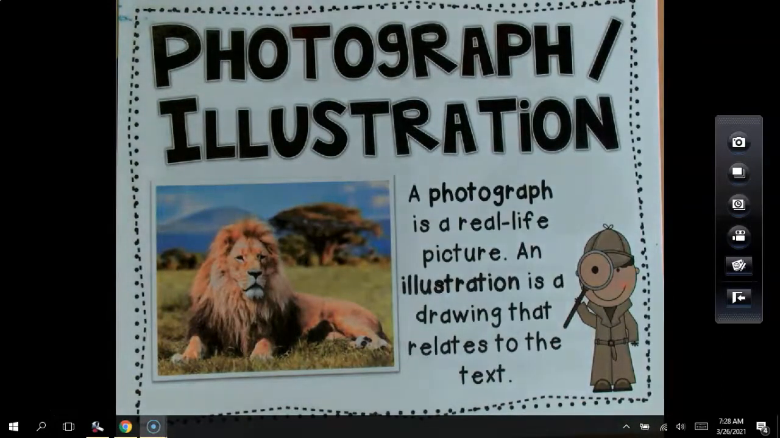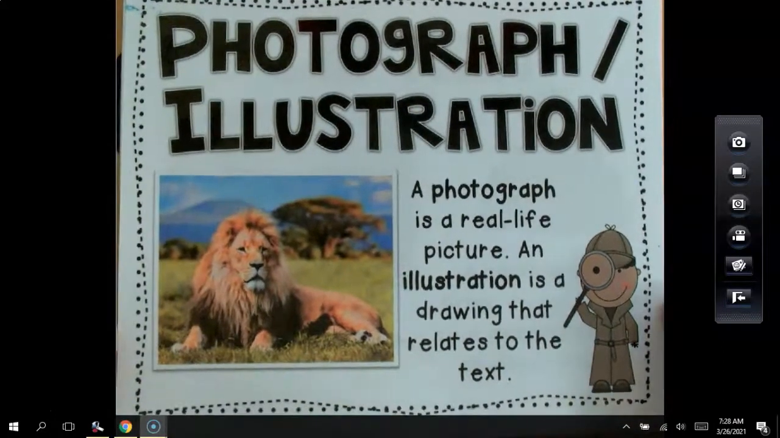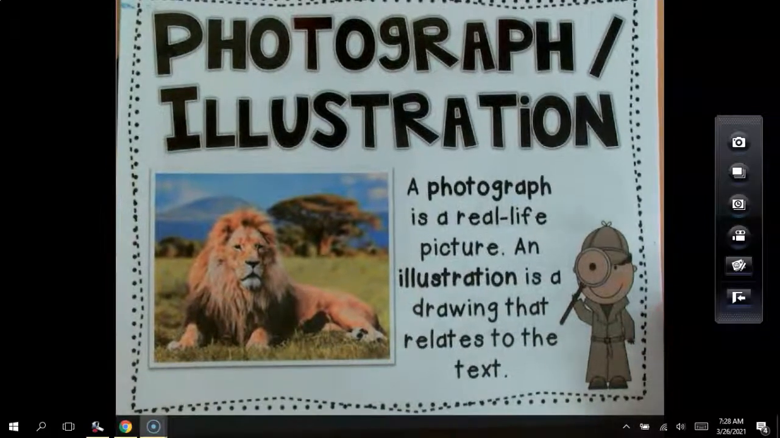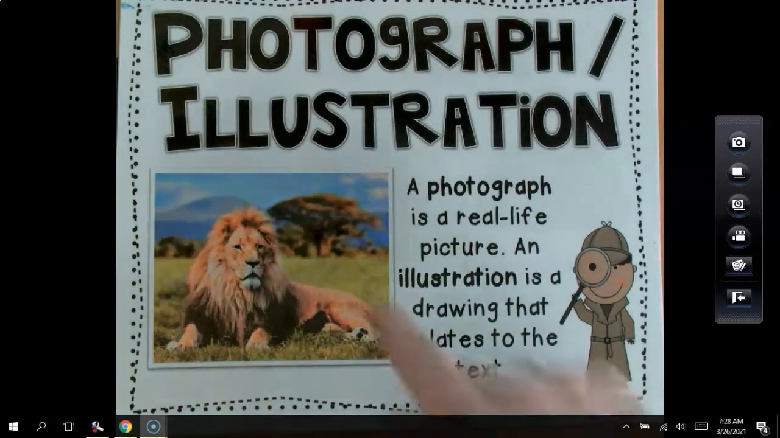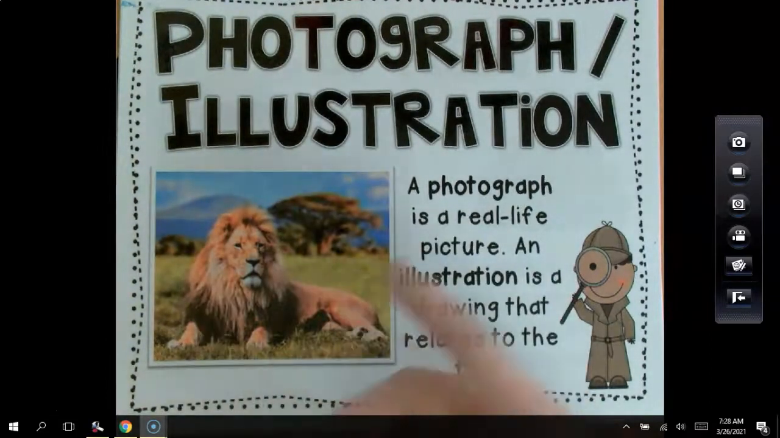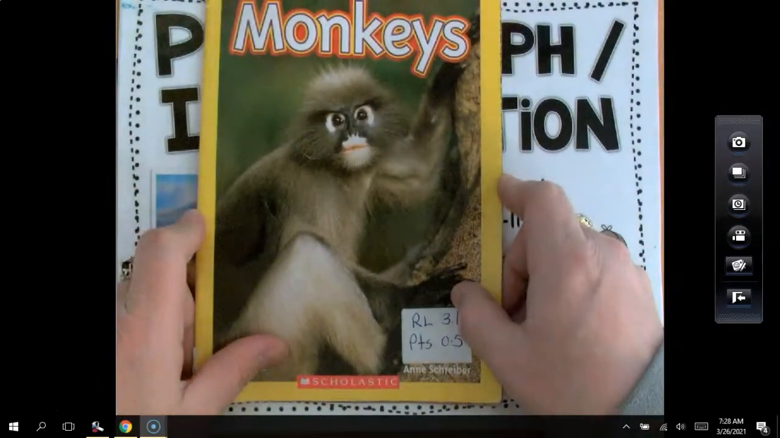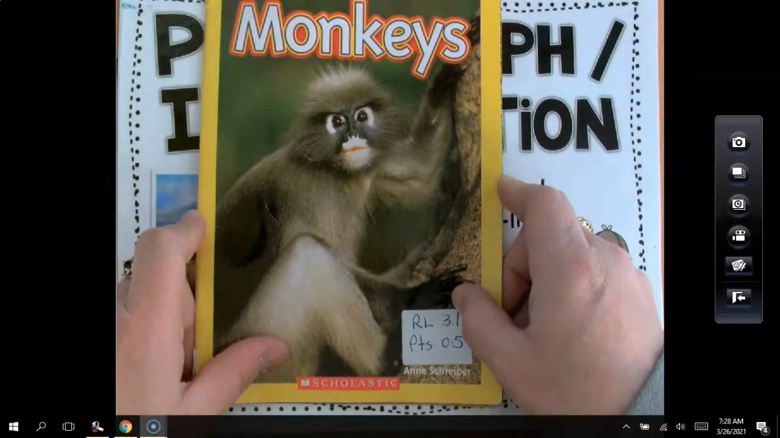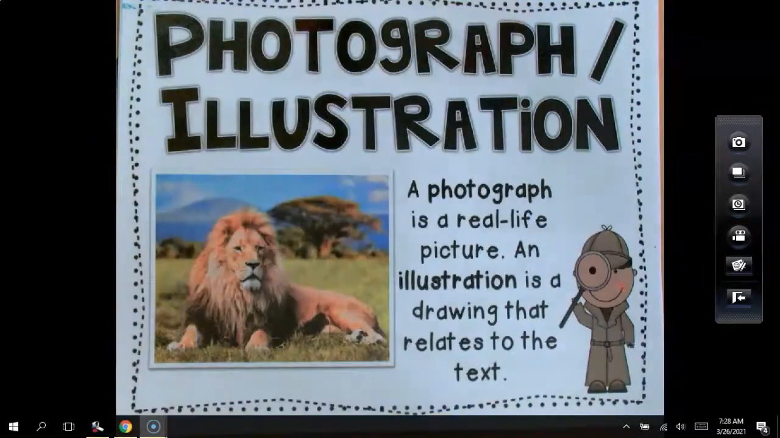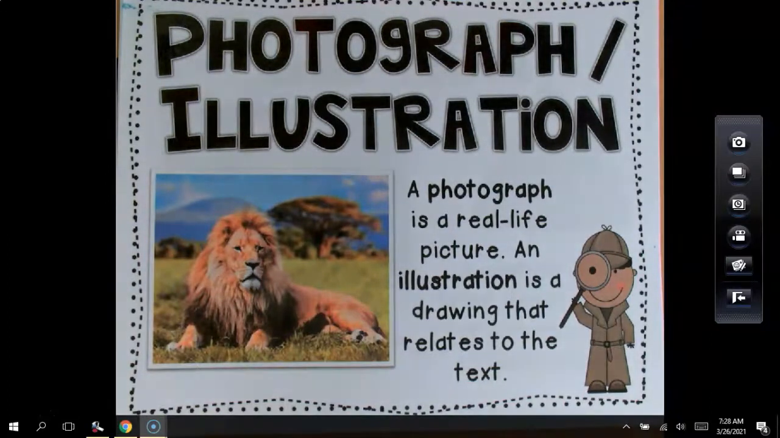Another graphic source is a photograph or an illustration. Now, here's the difference between a photograph and an illustration. A photograph would be a real life picture, okay? So this is a photograph. It's real life, okay? This would be a photograph. It's real life picture. An illustration is a drawing that relates to the text. So it would be a drawing that relates to the text.